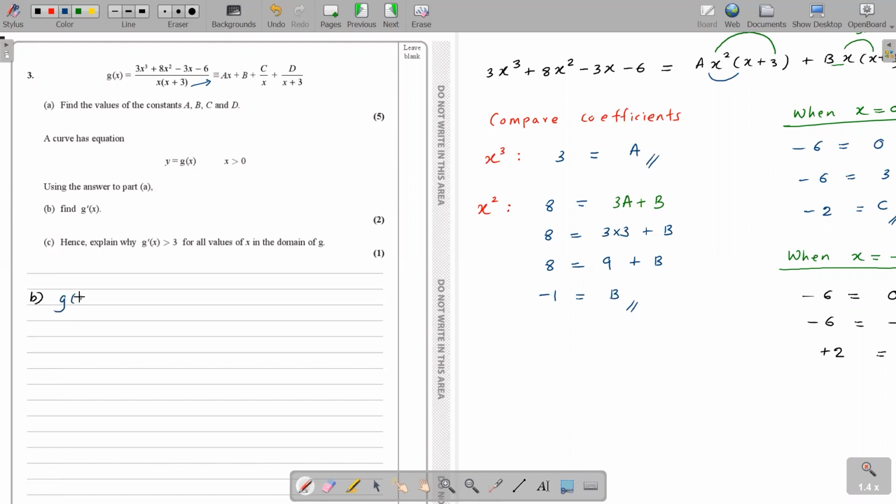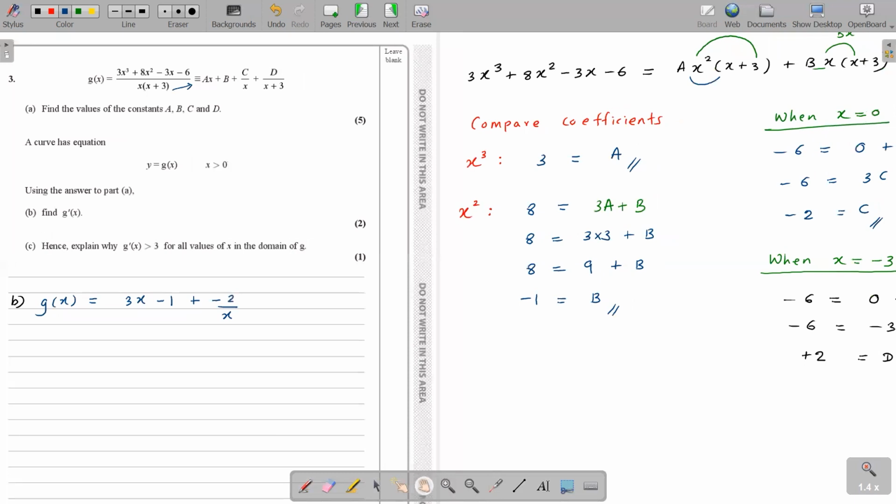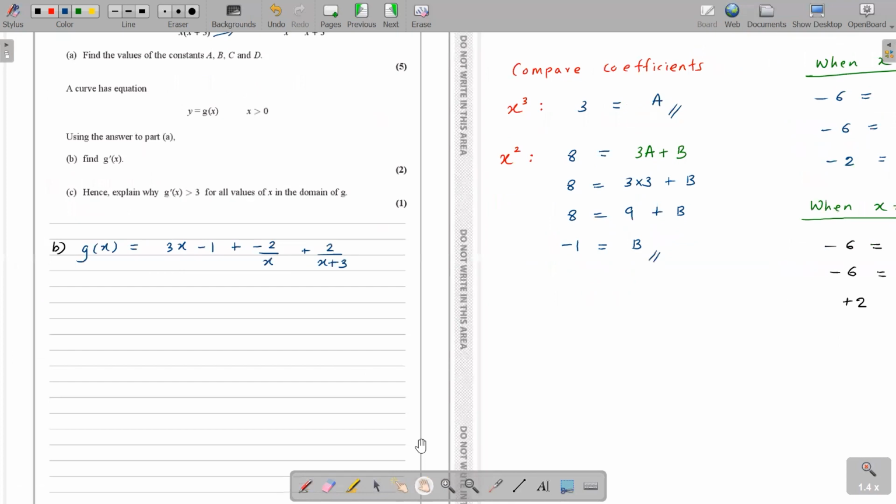What's our g(x) value? g(x) is, we'll use the simplified format, the one that we got with the ABCD. A is 3x, B is minus 1, C is minus 2 over x, and D is plus 2 over x plus 3. Are you with me? Okay, so now we need to just differentiate this.